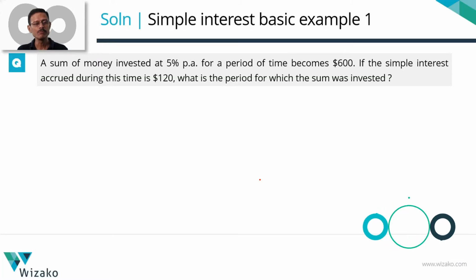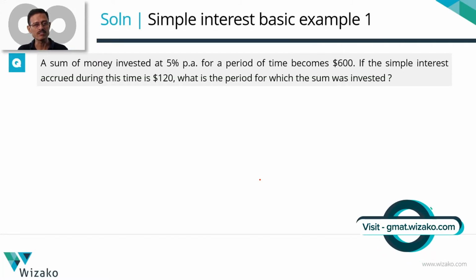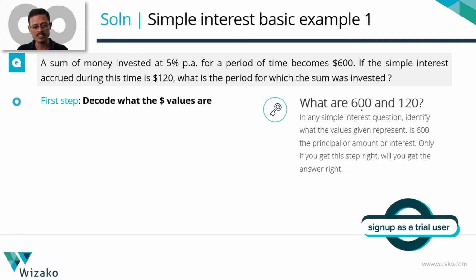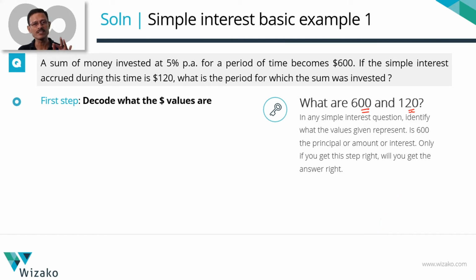Let's get started. In any simple interest or compound interest question, get this clarity. Get a handle on what those dollar values are. Here we have two dollar values. We have a $600 and we have a $120. These numbers could be one of these three things. It's either the amount or it's a principal or it is a simple interest. What corresponds to what? If you have clarity on this, you will get these questions spot on. If you make a mistake, if you do not read it right, if you haven't grasped that part right, then the chances are that you might end up with an incorrect answer.